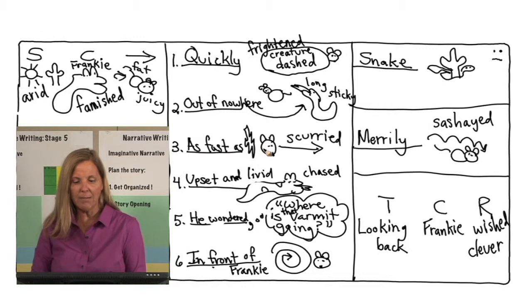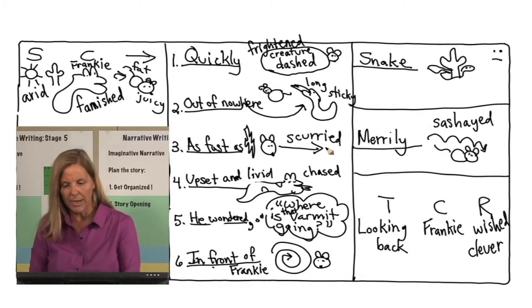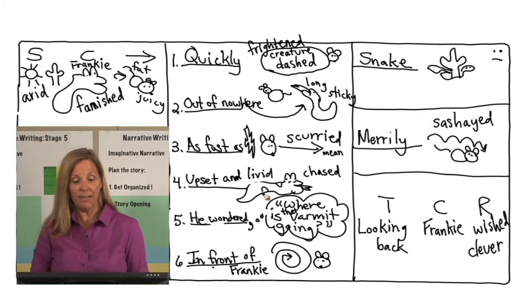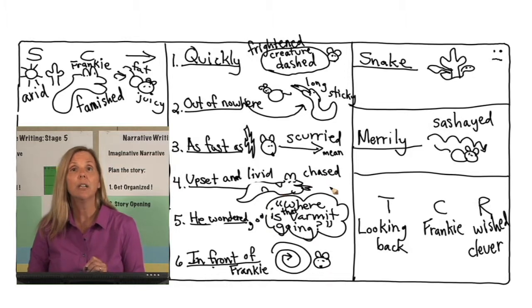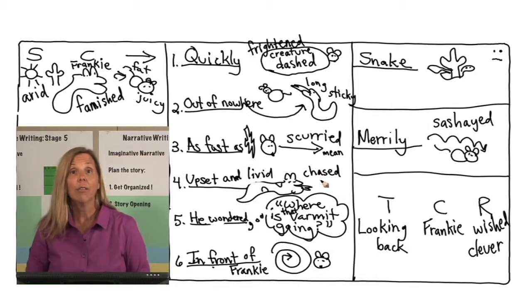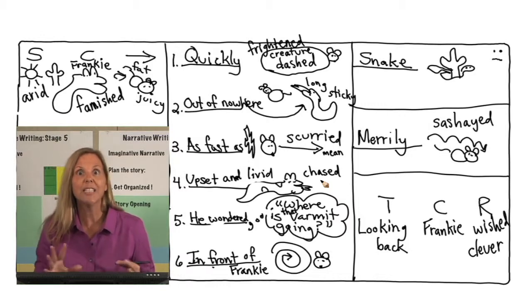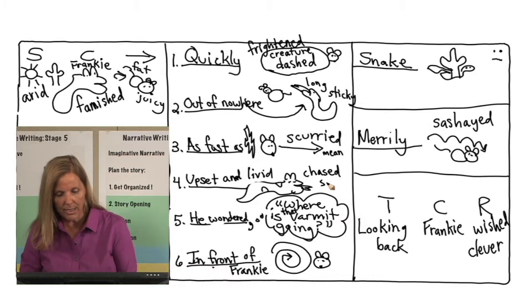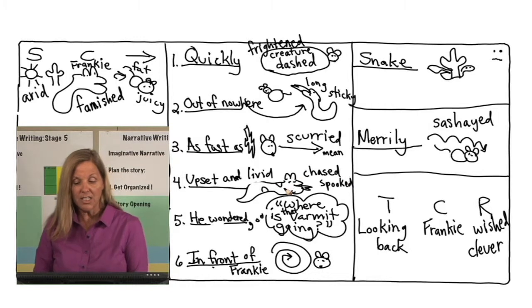As fast as lightning, he scurried away from the mean reptile. Ooh, yeah, let's put mean. Upset and livid, Snake chased after the frightened creature. Ooh, I said frightened creature up there already. Upset and livid, Snake chased after the little mouse. What kind of mouse could I say he chased after? How about we say spooked? Yeah, because he really did spook him, didn't he? Upset and livid, Snake chased after the spooked mouse.